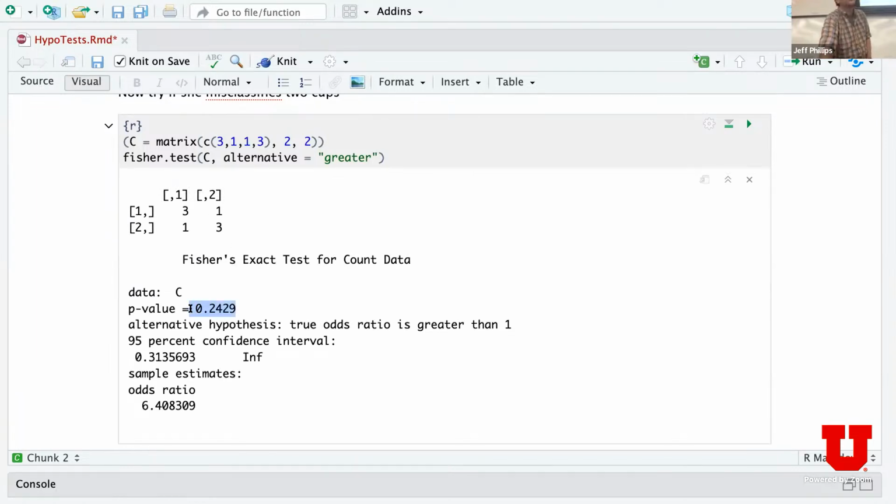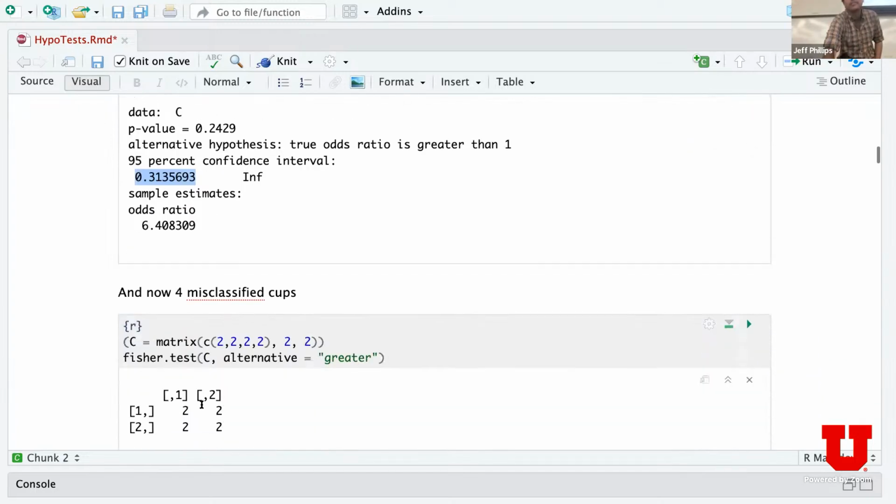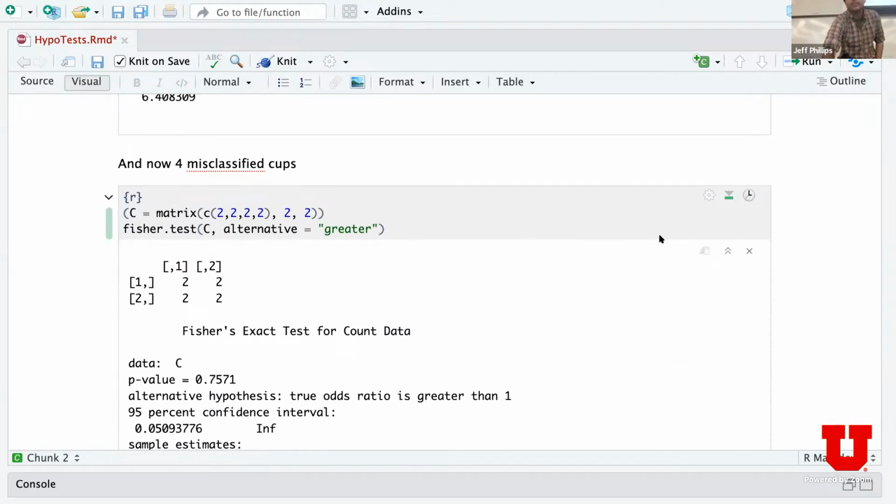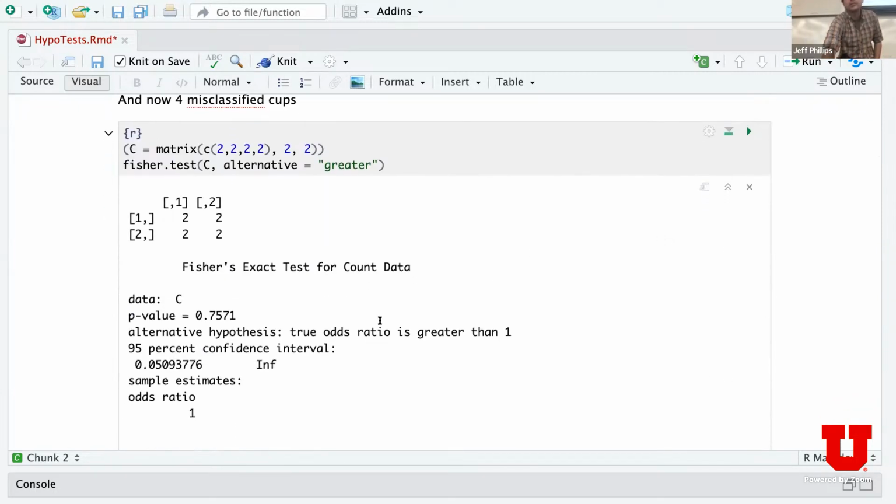Well, quickly, if you instead got 3 of the milk first correct and 3 of the tea first correct, the p-value is only about 24%. That means if you guess randomly, you do this well or better, including getting all 8 correct, 24% of the time. And now the confidence interval of the number out of 4 you got correct was 0.31 to infinity, if this was the actual case. If you have 4 misclassified cups, the p-value is now 0.75. The probability you got this much or better correct is better than 75% if you do this at random.